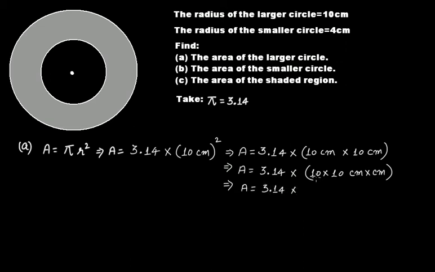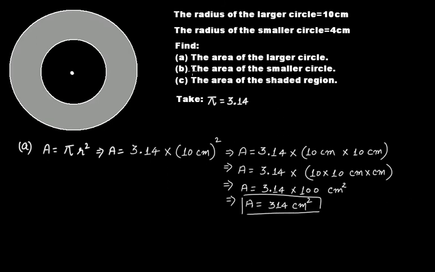This gives you A is equal to 3.14 times 10 times 10 is 100, and centimeter times centimeter, whenever you are multiplying the same units, here centimeter, that is 2 centimeters, so centimeter raised to the power 2, centimeters square. So now your area is 314 centimeters square. This is for the first one.